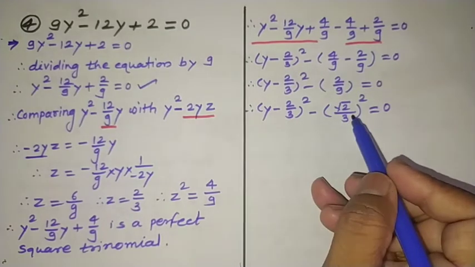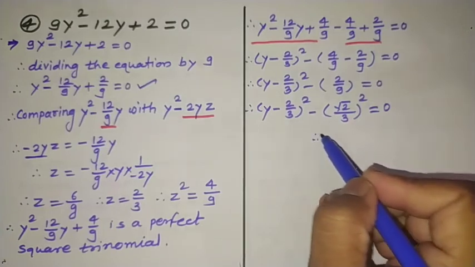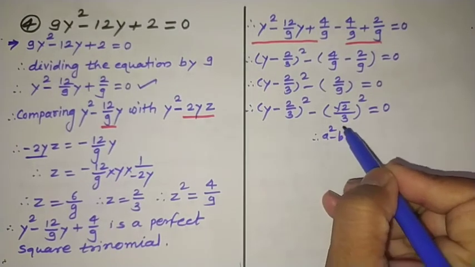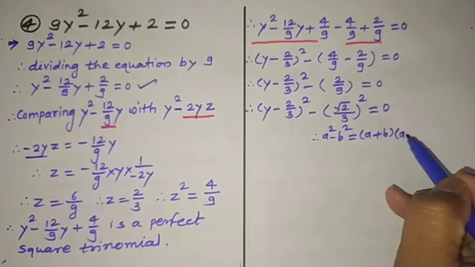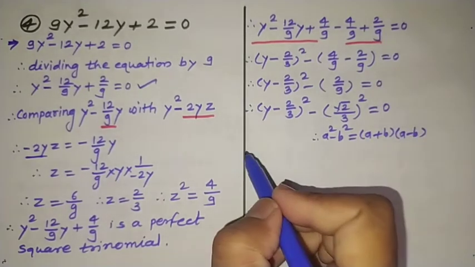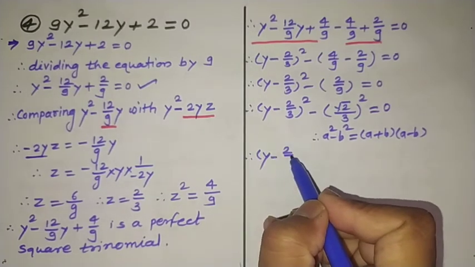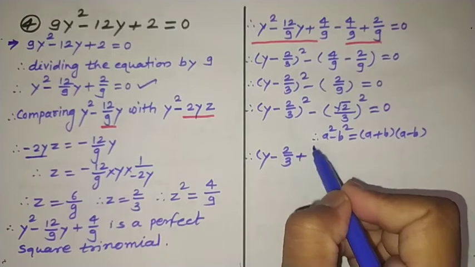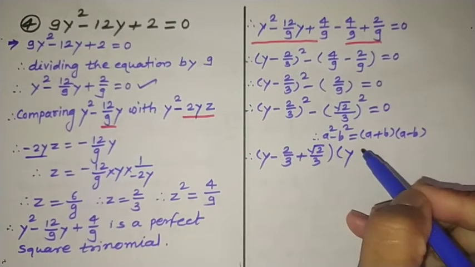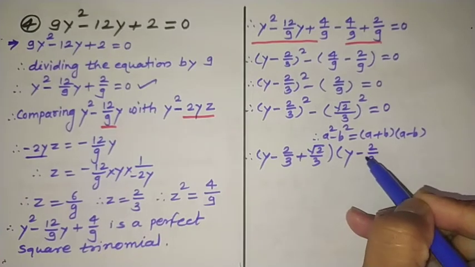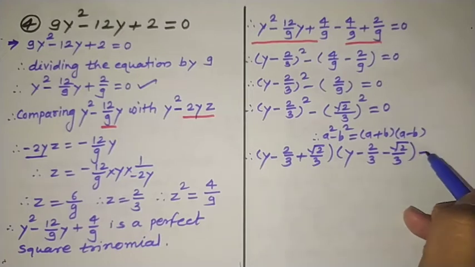Square of first term minus square of second term, use the expansion formula. a square minus b square is equal to adding these two terms in the first bracket and subtracting the two terms in the second bracket. Write down in this form: y minus 2 upon 3 plus root 2 upon 3, and second term y minus 2 upon 3 minus root 2 upon 3 is equal to 0.